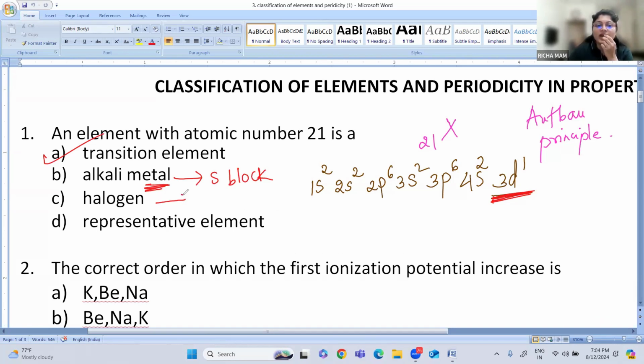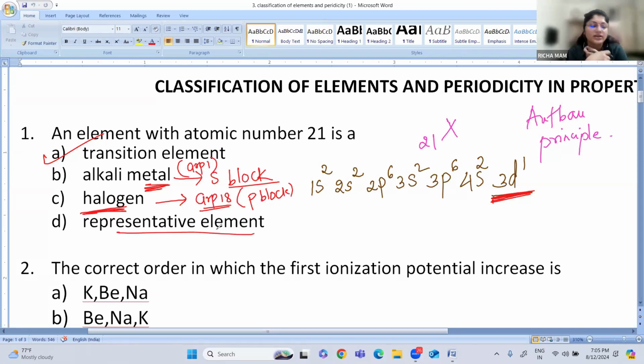What is a halogen? Halogens are group 18. Alkali metals are group 1, the s block. Halogens are group 18, the p block. And what do you mean by representative elements, students? Anybody knows? Very important, a 1 mark question.